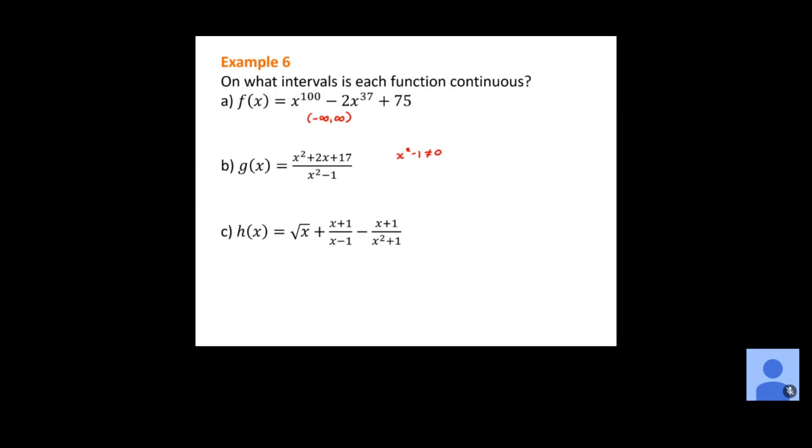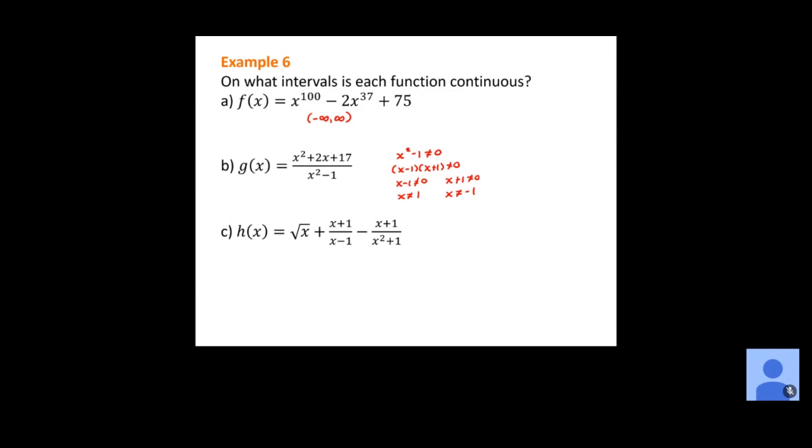If we factor that, what are those factors going to be? Good. x minus 1 and x plus 1. And then setting each of those factors not equal to 0 tells us that x cannot be equal to positive 1 and x cannot be equal to negative 1. So those are the restrictions on the domain. That means that's where we're going to have discontinuities on our graph.